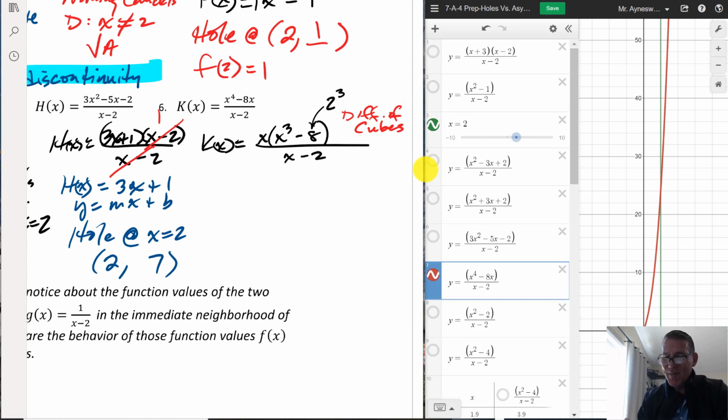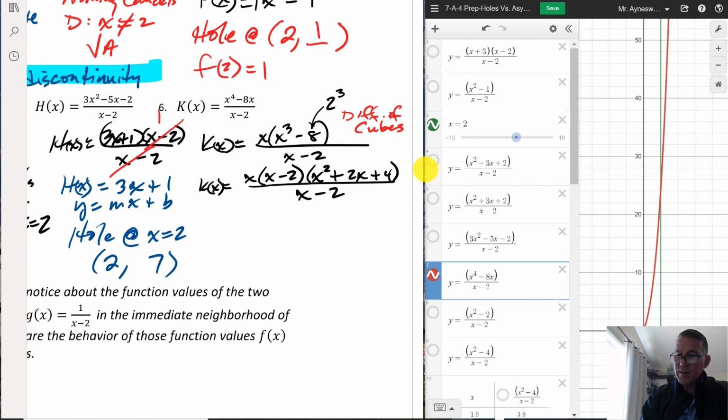This is why I did it, because it comes up. And you got to factor that baby. All right, so let's factor it. So bring down the x here. And then the bases are x and 2, because 8 is 2 cubed. So you go x minus 2 times, and you square the first, change the sign, multiply, square the last. And then you divide that by x minus 2. This is your new k of x.